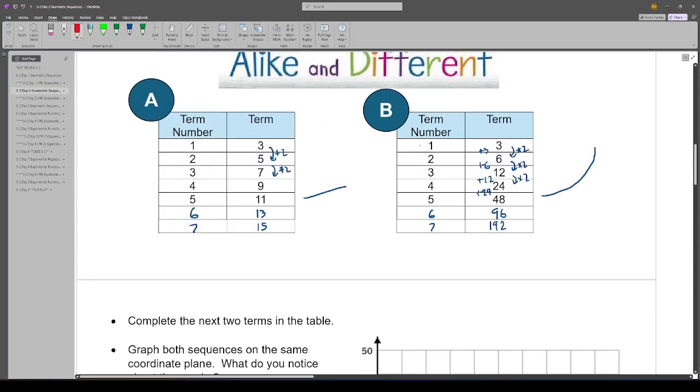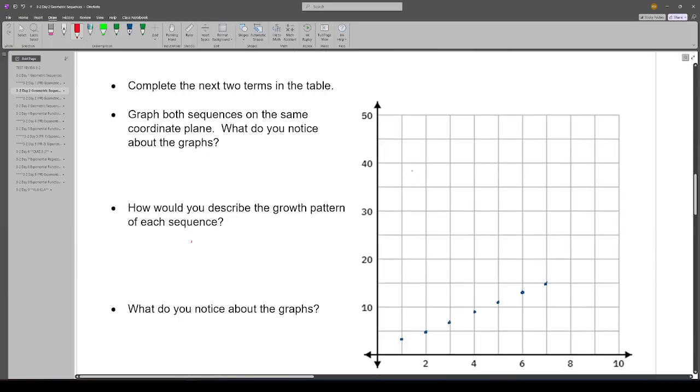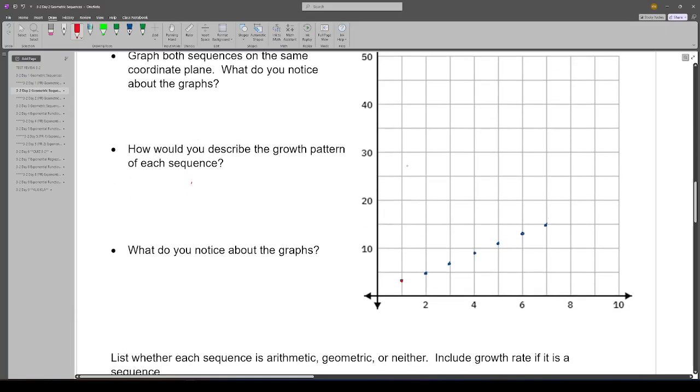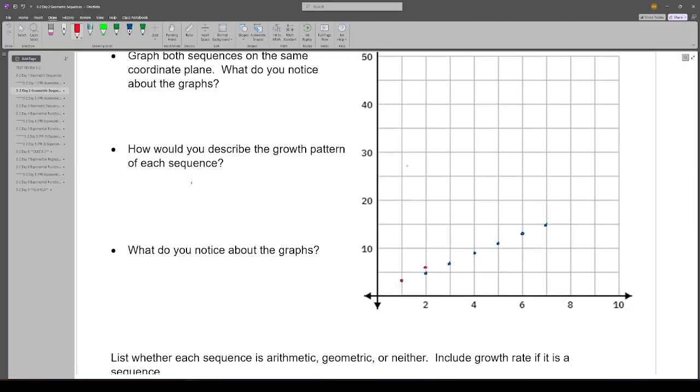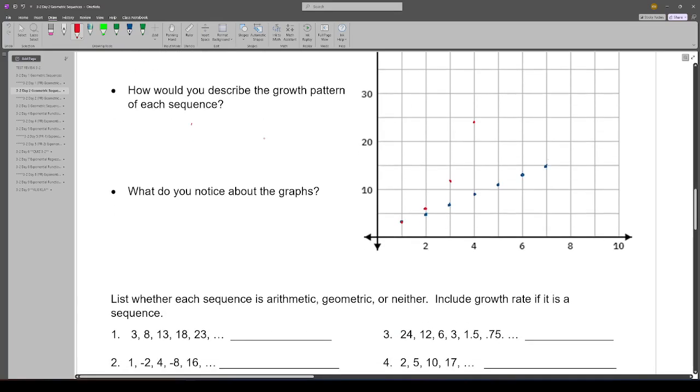On our geometric sequence, we had 1, 3 as our first point again, so these overlap, they're coincident. And then from there, we're doubling each time. So we had 3, next we went to 6, then we went to 12, which would be up here, then 24, which is almost 25, then 48, which takes us to the very top of our graph right here, and then those last 2 terms we can't even fit on the graph. They'd be way, way off the graph.